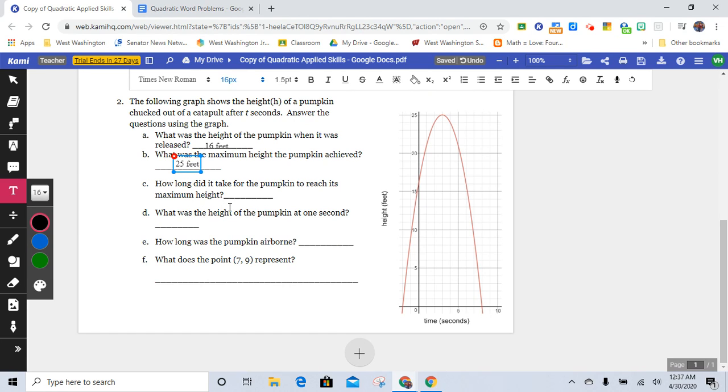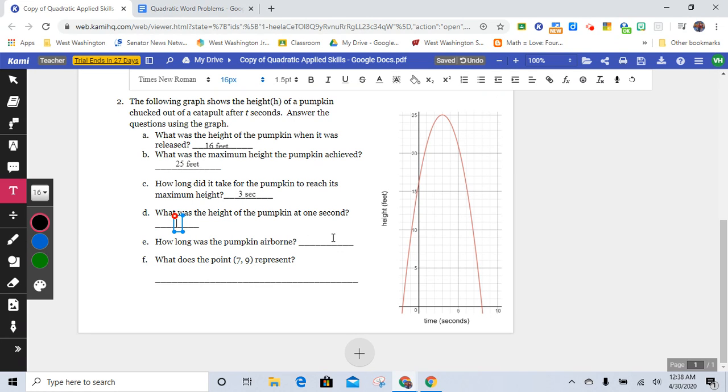And how long did it take for it to reach that maximum height? And so that's where we're looking at how long. This is the time in seconds. And so it looks like 3, because I can count. So it should have taken 3 seconds to reach its maximum height.